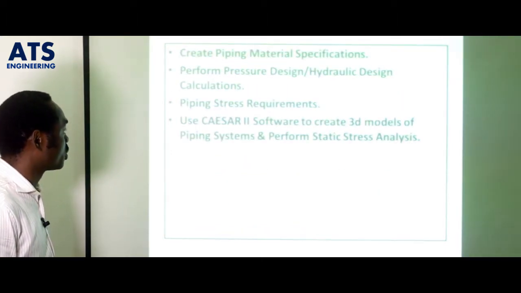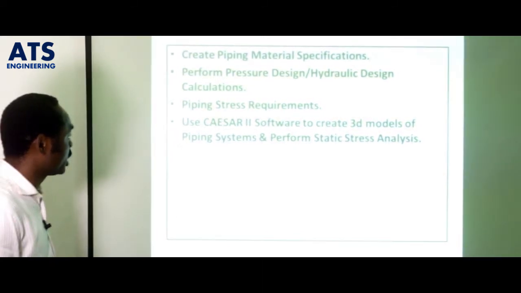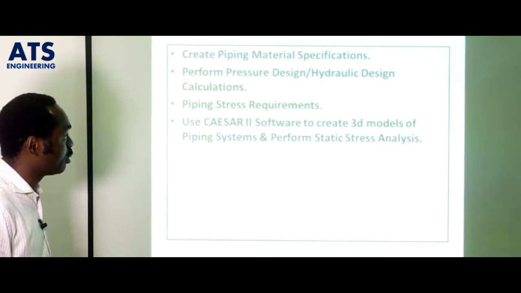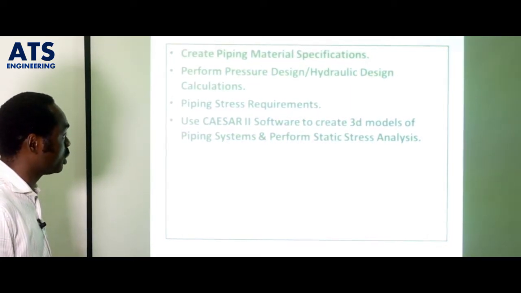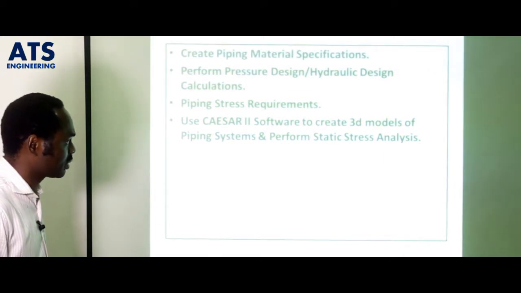You can also be able to create piping material specifications. In the case of piping material specifications, we will be using accompanying specifications to build our own specifications. We can also perform pressure design and hydraulic design calculations, pipe stress analysis requirements, and use CAESAR II to create a model of the piping system and also perform static stress analysis.